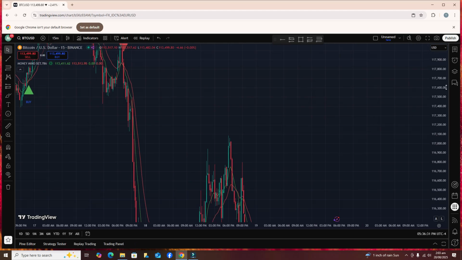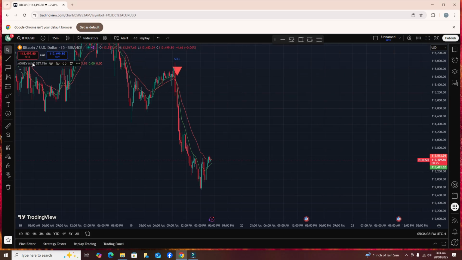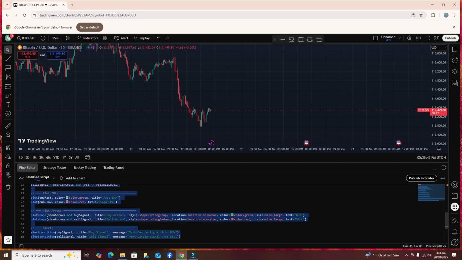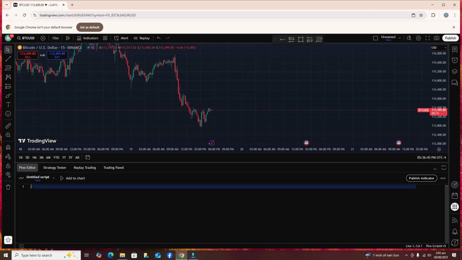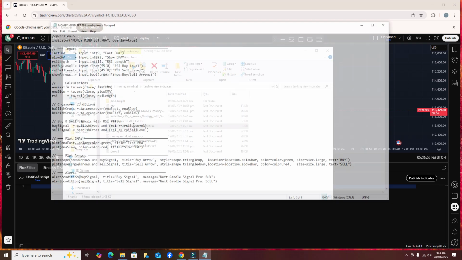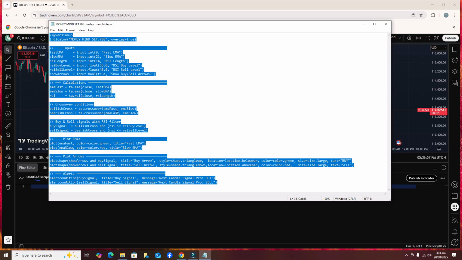Okay, first step. Let's go. Delete the old indicator: press Control A and delete. Now go to my folder, open it, and copy: Control A, copy, and close.